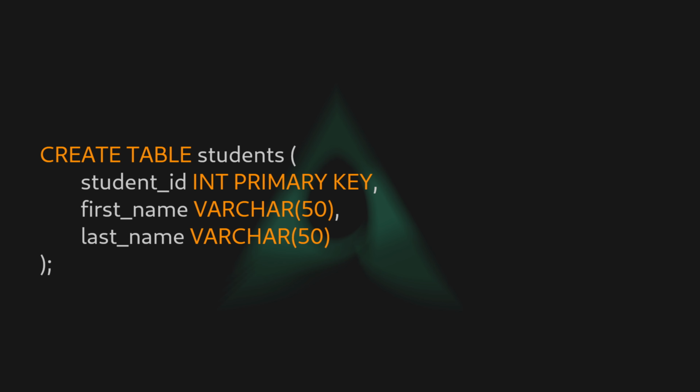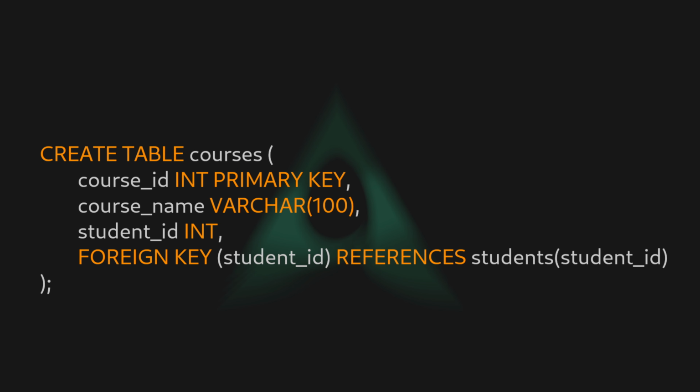Also, we have another table called courses, and this courses table has a specific column inside it called student ID as well. It can be anything, but this student ID is the column that we want to use as the child column related to the student ID inside the student table.